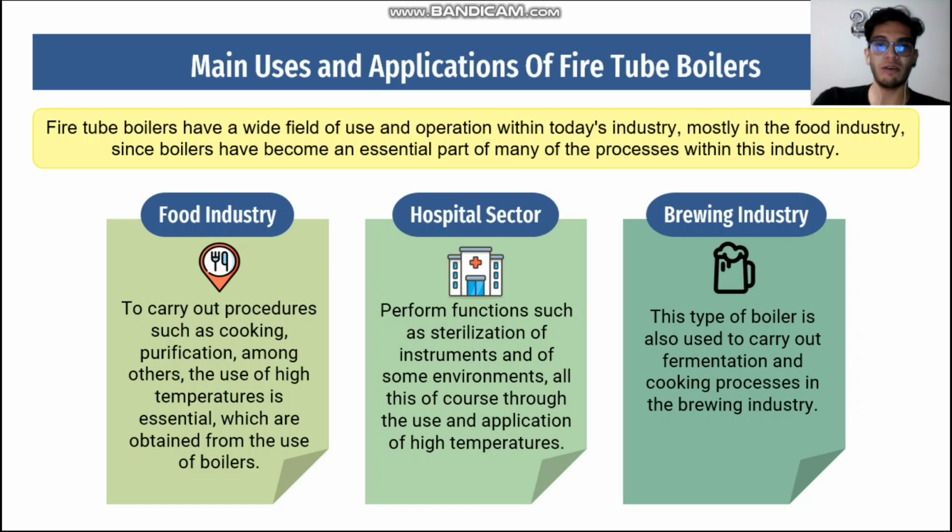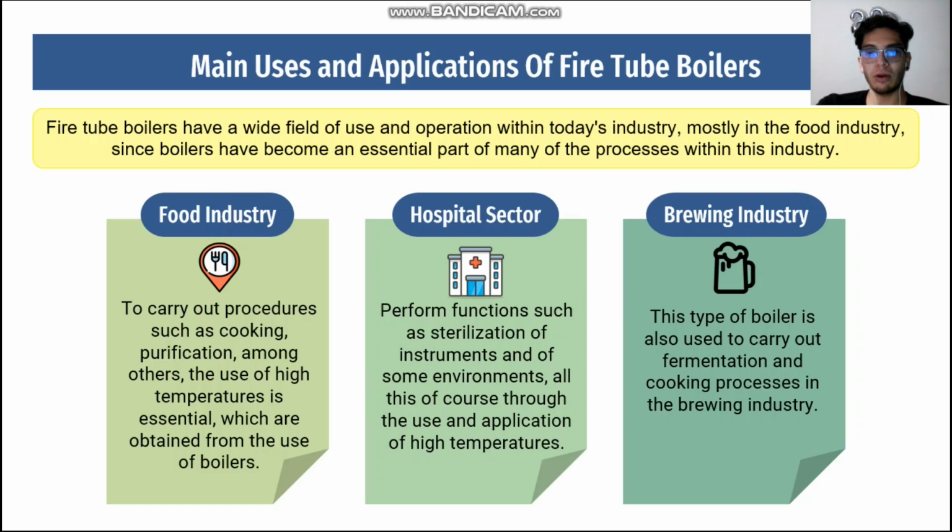Main use and application of fire tube boilers. Fire tube boilers have a wide field of use and operation within the current industry, mostly in the food industry. These boilers have become an essential part of many of the processes within the industry, to carry out procedures such as cooking, purification, and some other operations related to food. The use of high temperatures is essential, which are clearly obtained from the use of boilers, although of course this type of boiler is not limited only to this type of industry.